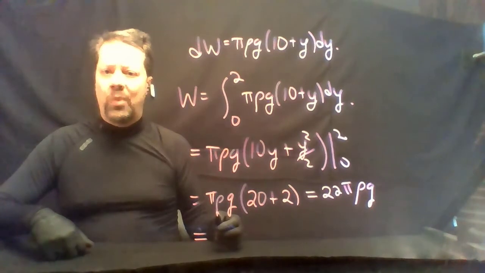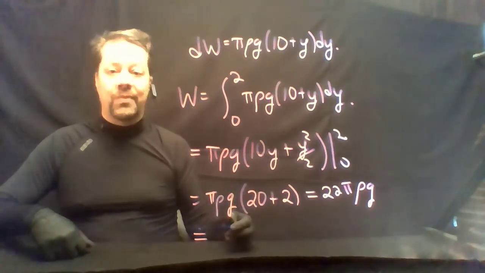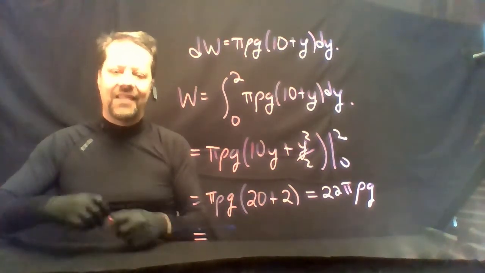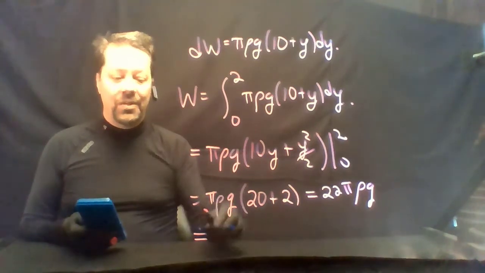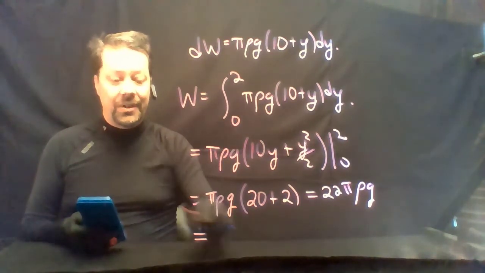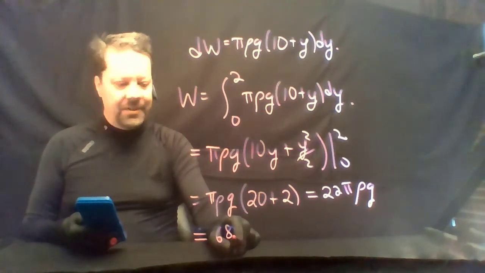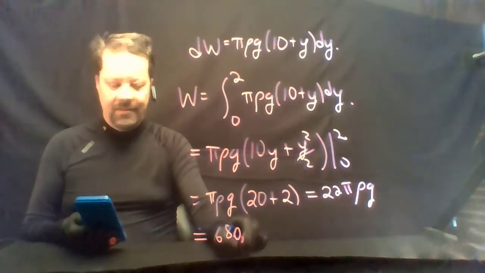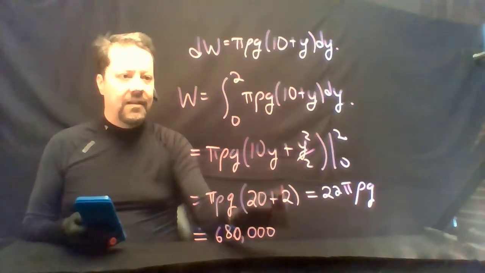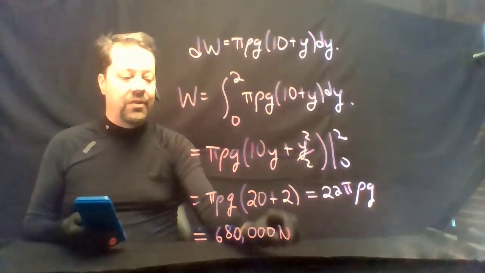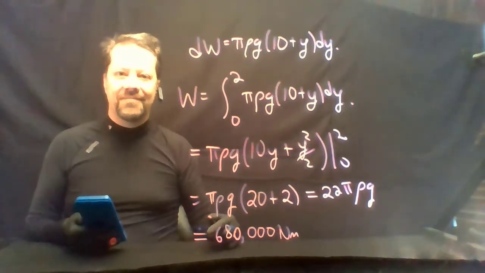Let's use 9.8 for g, and rho is 1,000. That gives us then, according to my calculator and rounding to two significant figures, 680,000, and the units will be Newton meters or joules.